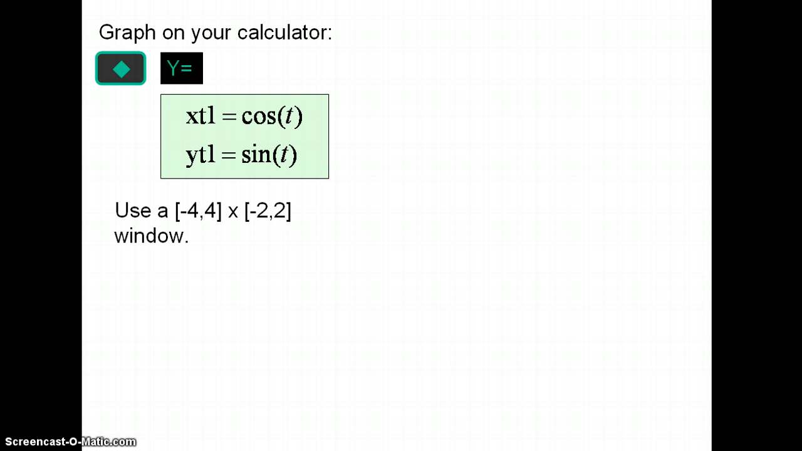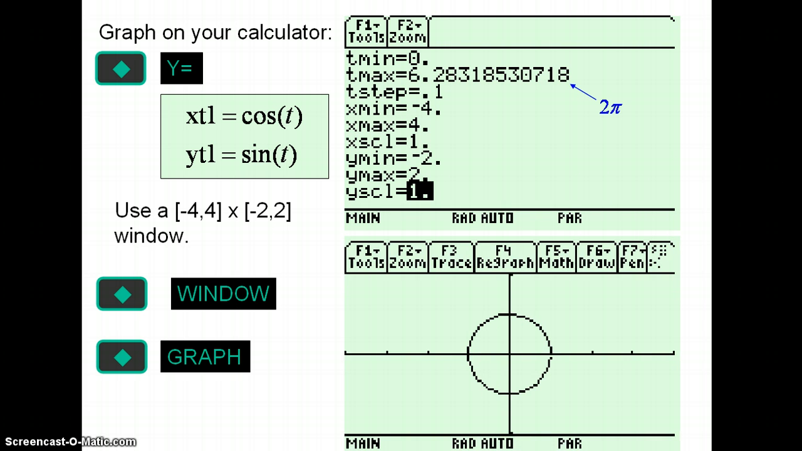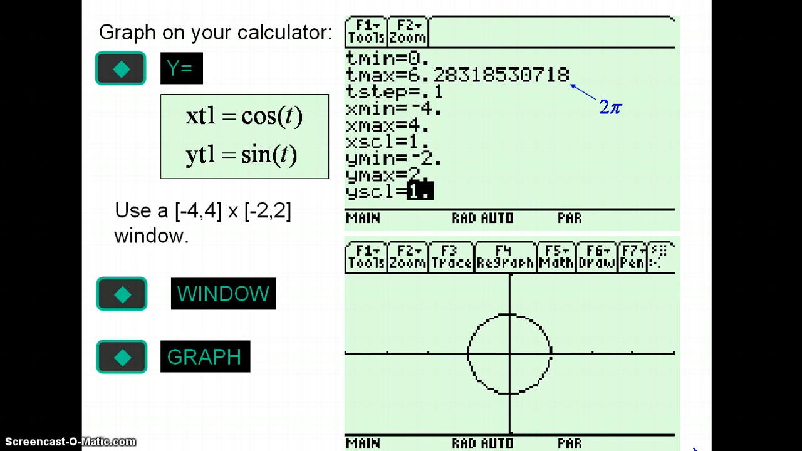Again, try this on your calculator. To graph these two, we'll use this for our window and put this in. We use our t max, basically 2 pi, that's our restriction. And we get our little circle.